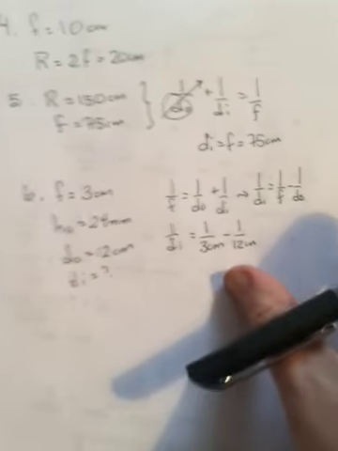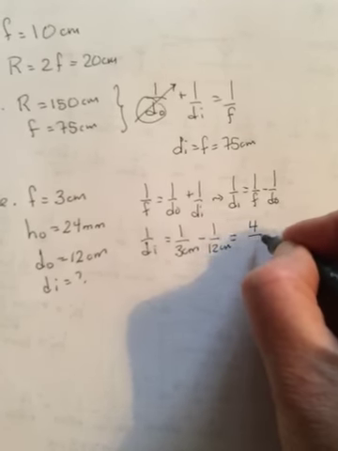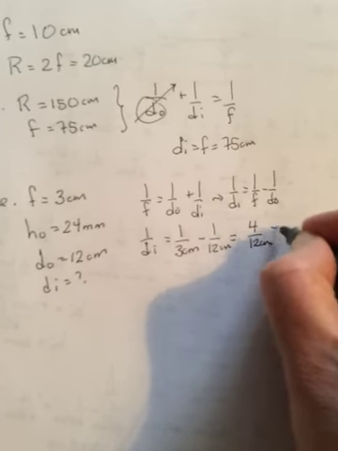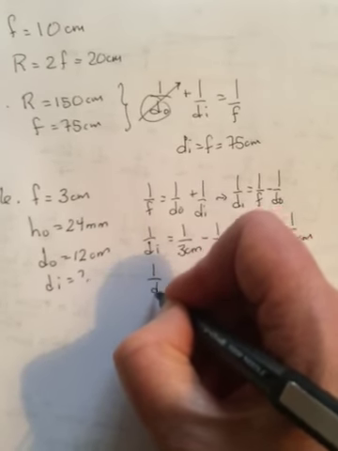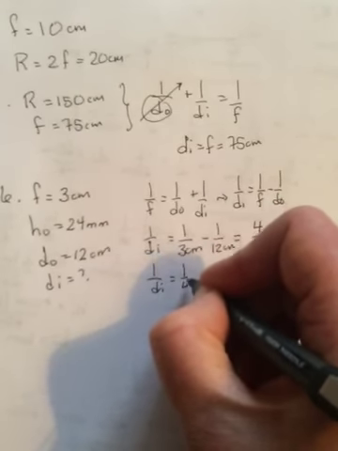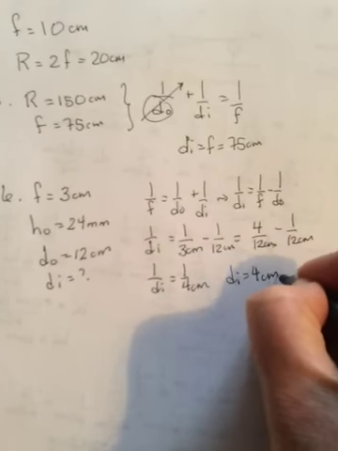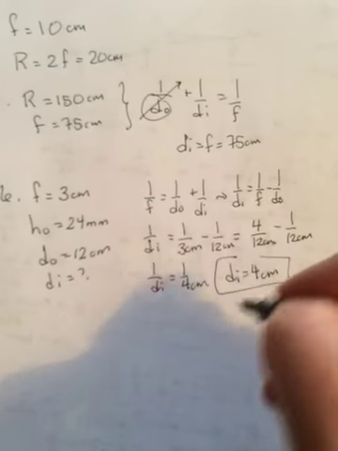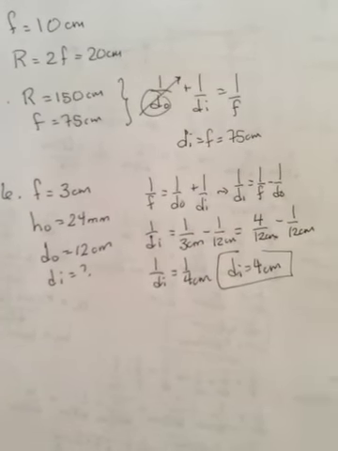Get this camera situated better. Common denominator is 12, so 4 over 12 minus 1 over 12, which is 3 over 12. So 1 over DI equals 1 over 4. So DI equals 4 centimeters. Number 6. Somewhere here I have number 7.